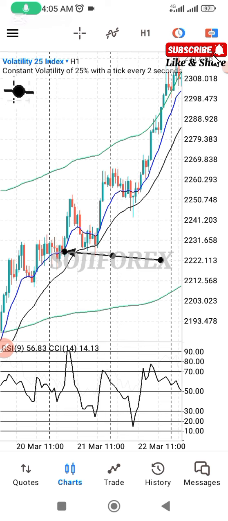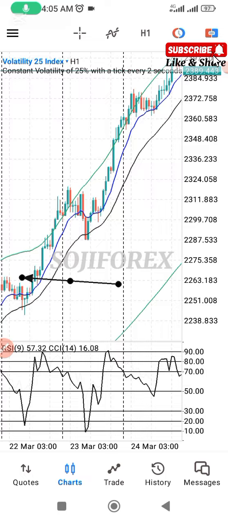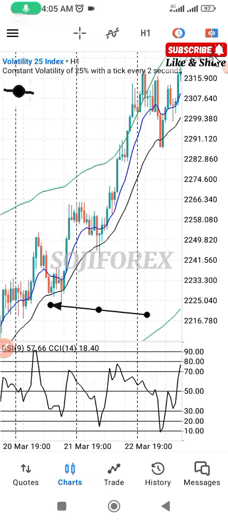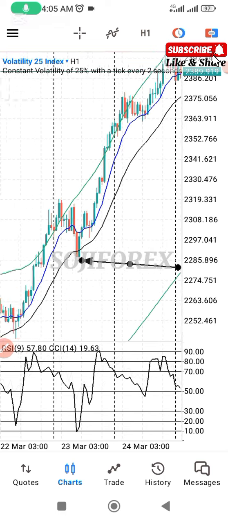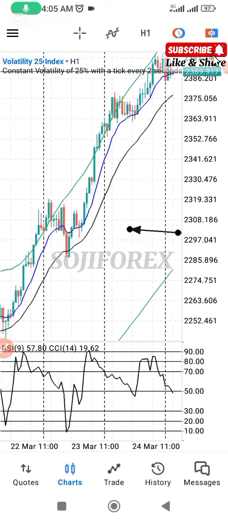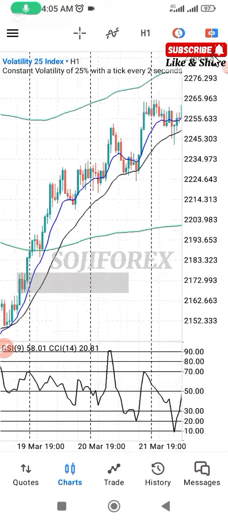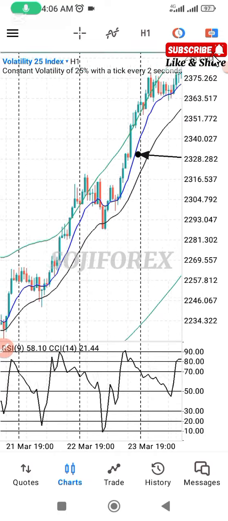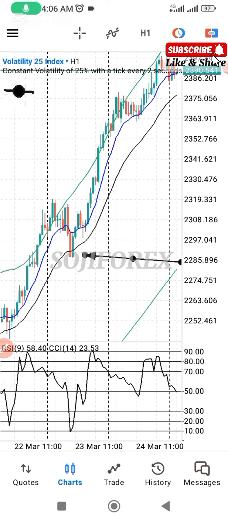And you can see how price keeps respecting this moving average for a number of days. This is our period separator. You can see 1 day, 2 days, 3 days, 4 days. For almost a week now, price has been respecting this moving average. So the question is, how do you find entry in a trend such as this?